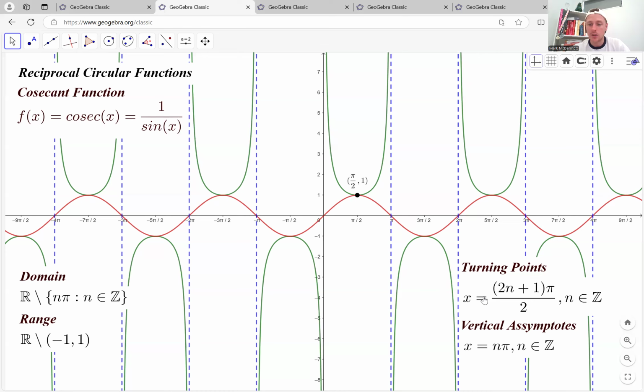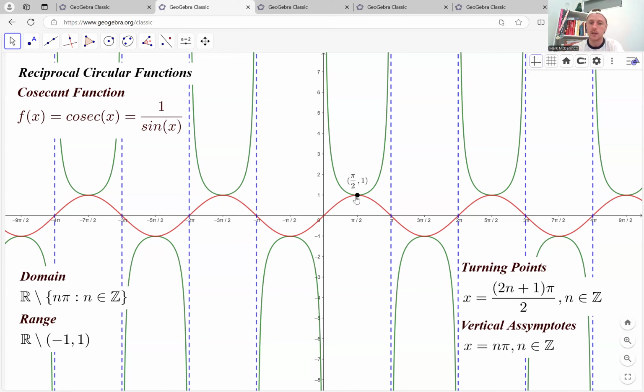Okay, and similarly, turning points, you're going to get turning points halfway between your asymptotes. So you're going to get them at the odd multiples of pi on 2. So you're going to get them at (2n plus 1) pi on 2. Remember this, when you see 2n plus 1, you need to think that's giving us all the odd numbers.